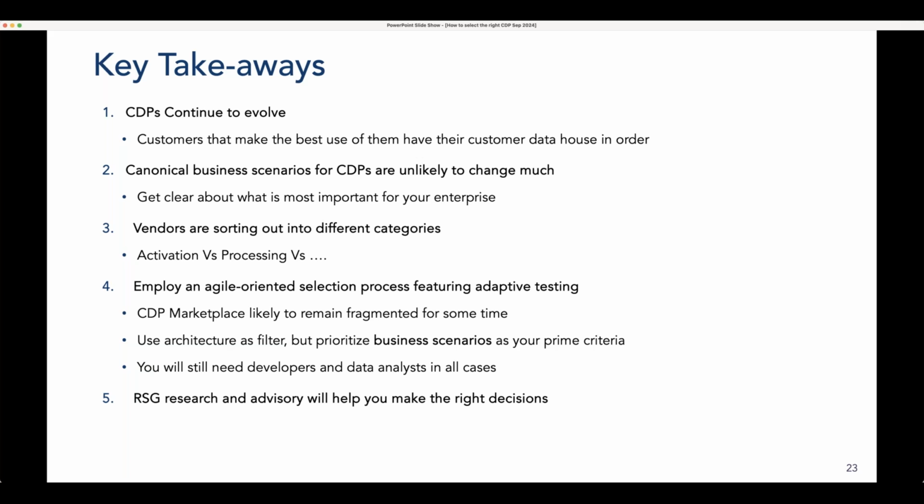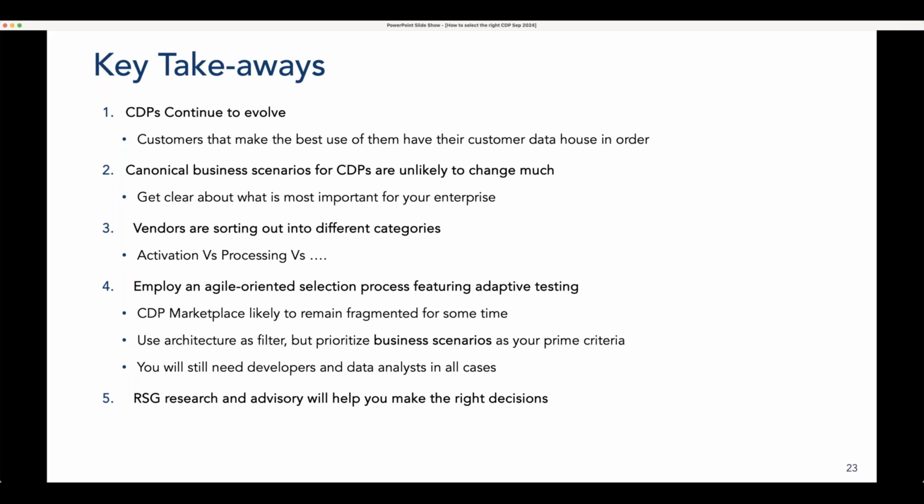Vendors are beginning to sort themselves out into different categories, certainly activation versus processing, outbound marketing versus decisioning, the extent to which they integrate with your internal data lakes. These are different things where vendors are sorting themselves out. There are MarTech vendors that have extreme lock-in risks. So we're beginning to see more and more boxes. Originally we had 2 boxes, then we had 3, then we had 4, now we have 5, maybe next year we'll have 6 boxes. So this is actually good, this kind of vendor sort that's happening, but really getting clear about what you need will help you narrow things down.